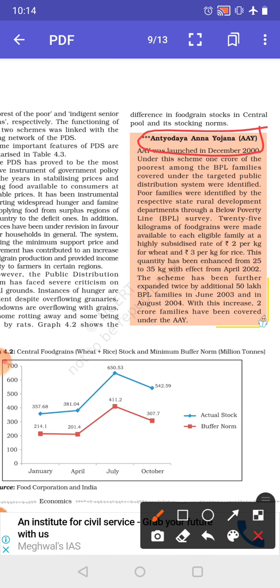Now what advantages do the people get under this yojana? Around 25 kilograms of food grains are made available to each eligible family, and they are provided this quantity of food grains at a subsidized price. For example, they get wheat at rupees 2 per kg, and rice at rupees 3 per kg. Now this 25 kgs of food grains was enhanced from 25 to 35 kgs in April 2002. When it was launched in 2000, the quantity fixed was 25 kgs, but in 2002 it increased to 35 kgs.